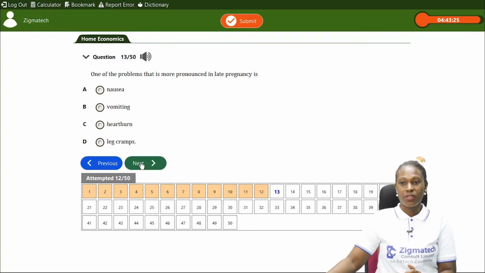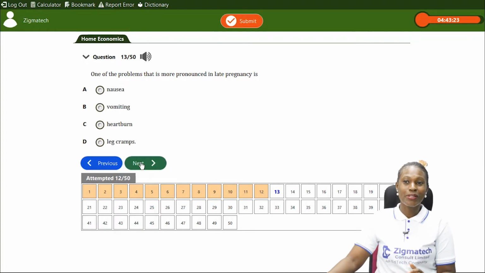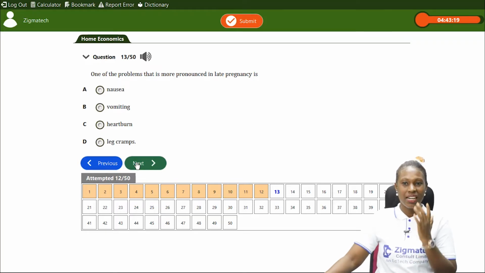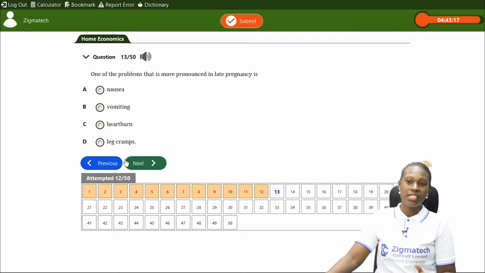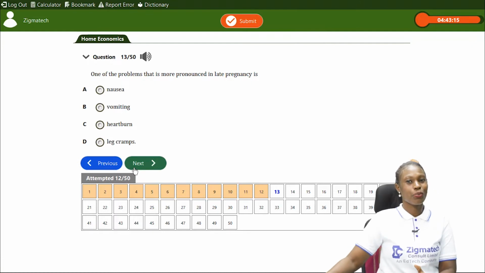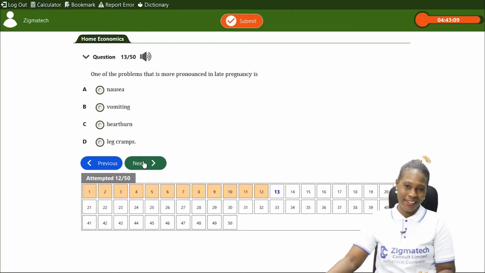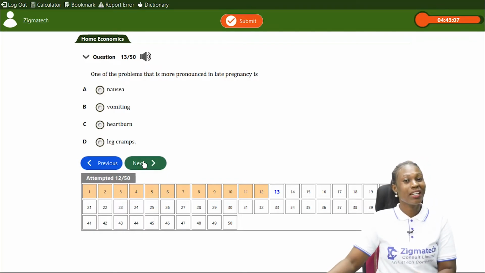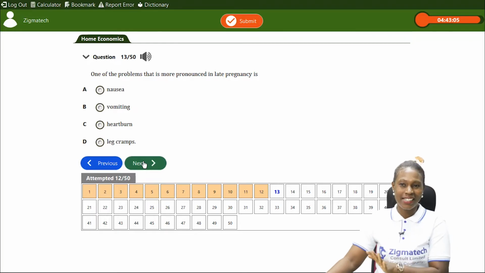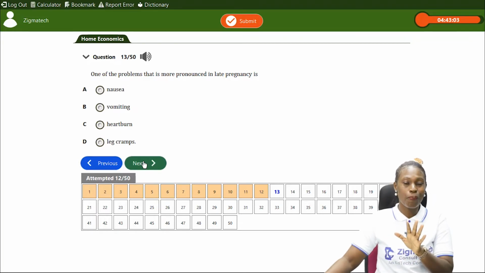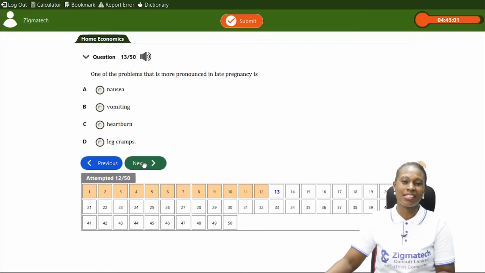One of the problems that is more pronounced in late pregnancy is: A, we have nausea, we have vomiting, we have heartburn, we have leg cramps. Now, all of these are problems that are associated with what? Pregnancy. Now, the question is late pregnancy. Which of these is more pronounced in late pregnancy?